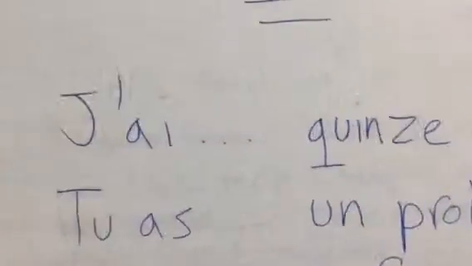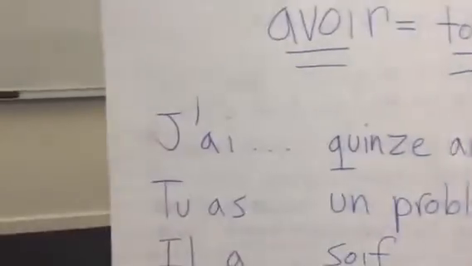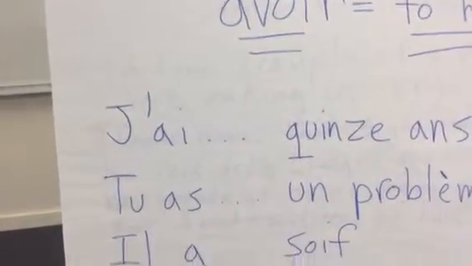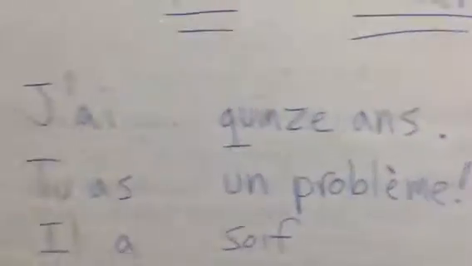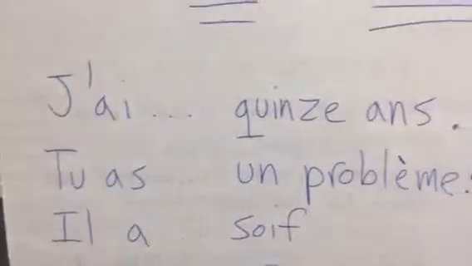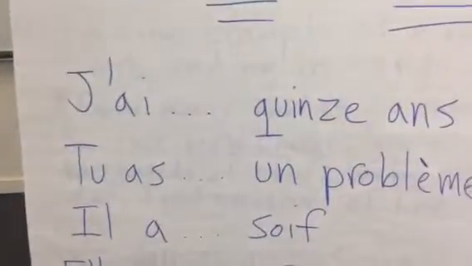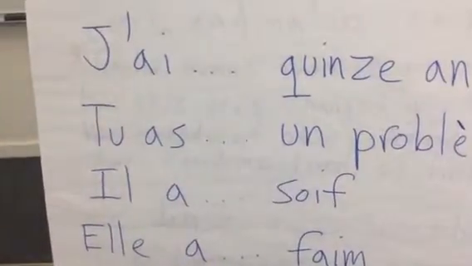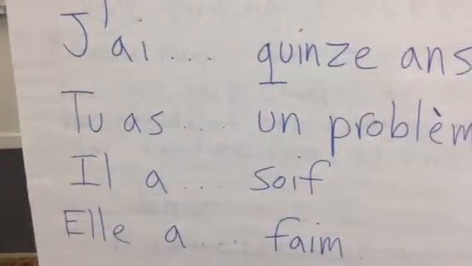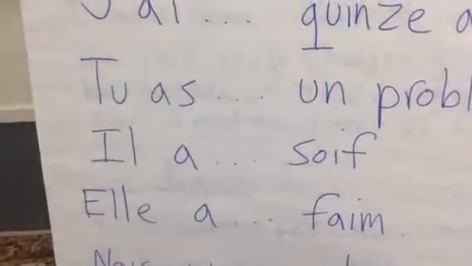We can also negate these. For example, j'ai 15 ans. Je n'ai pas 15 ans. Tu as un problème. Tu n'as pas un problème. Tu n'as pas de problème. Elle a soif. Elle n'a pas soif. I'm just making it an N, N-E, and then P-A-S sandwich around the verb. Elle n'a pas soif. Let me just demonstrate that.